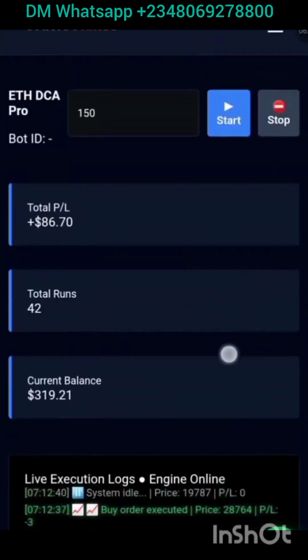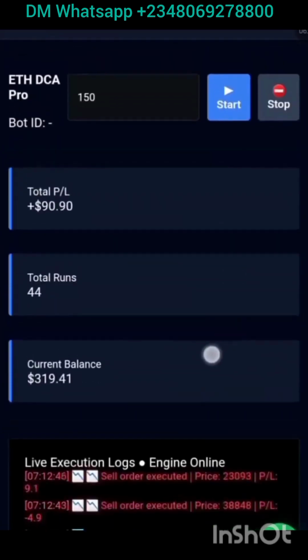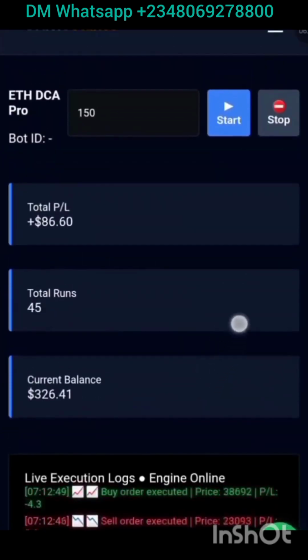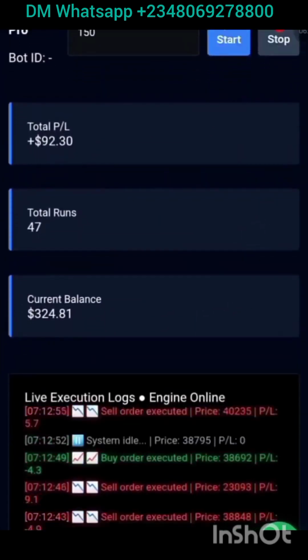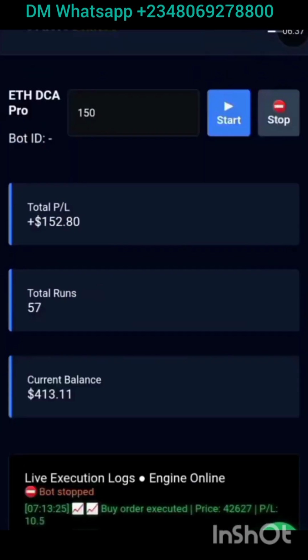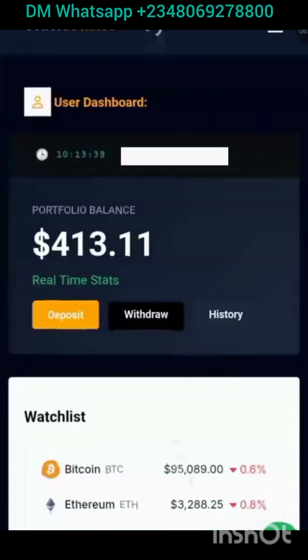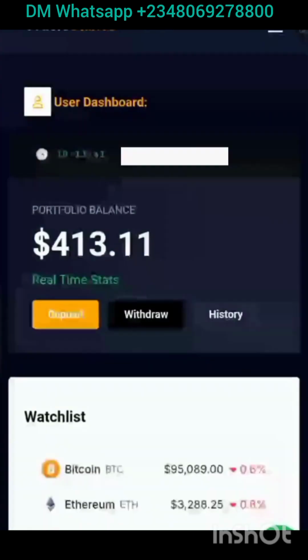You can see right now we are at 319 USDT. I'm going to allow the bot to run for some extra 3 minutes. Let's see what we'll get here, so we can make a live withdrawal from it. Over here you can see that the bot is currently balanced at 413 USD. So we have realized 413 USDT. We started with 150 and we have made over 100 and something percent, because the market is very, very good. The next thing we are going to do right now is make a withdrawal.